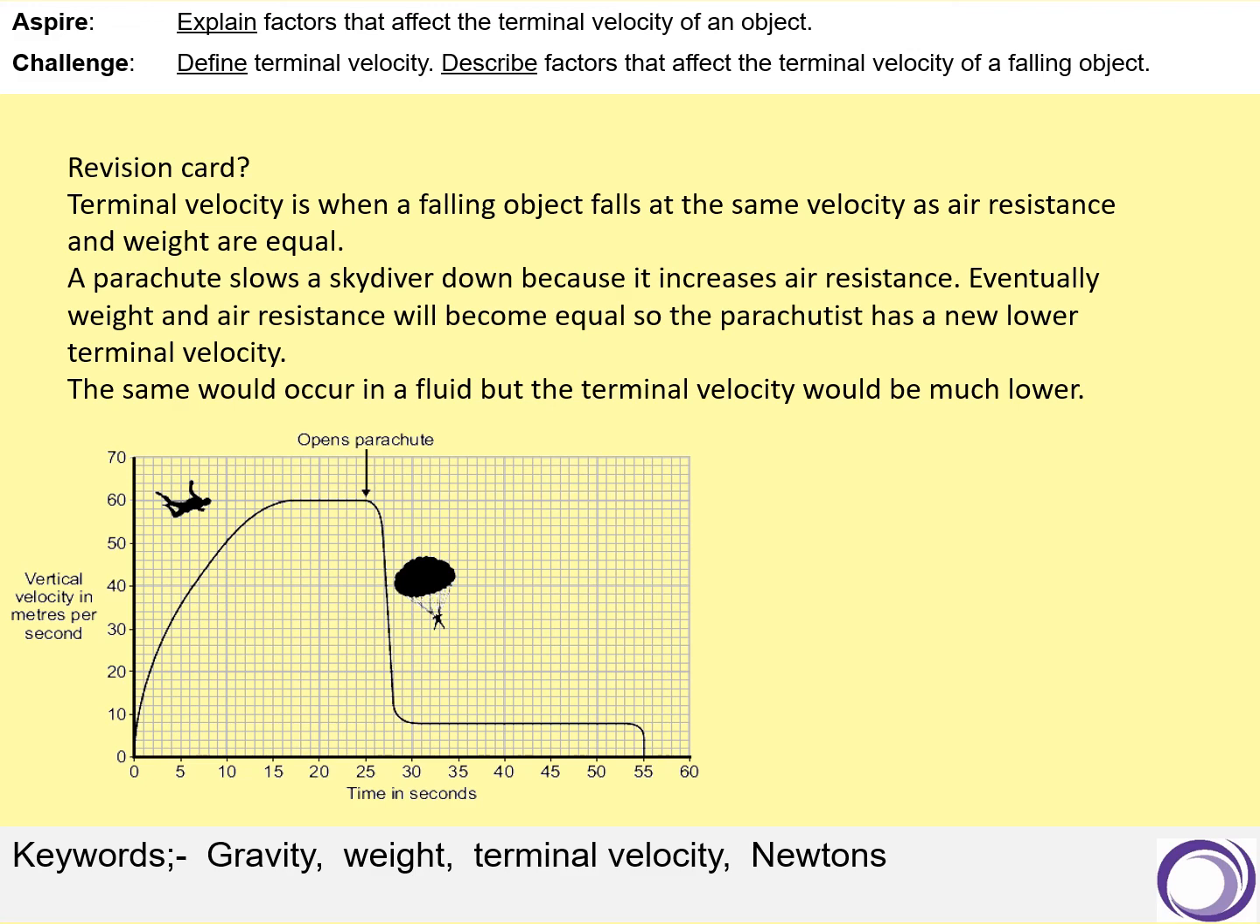A parachute will slow down a skydiver because it increases air resistance. It's got a much larger area, so more air particles will hit it. But eventually weight and air resistance will become equal, so now the parachute will hit terminal velocity again. It's just a much slower terminal velocity, which means that it's safer to hit the ground.